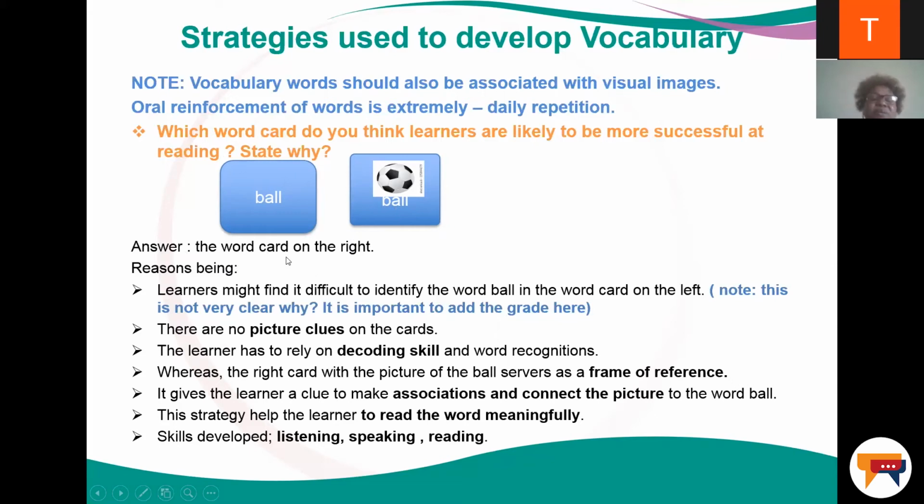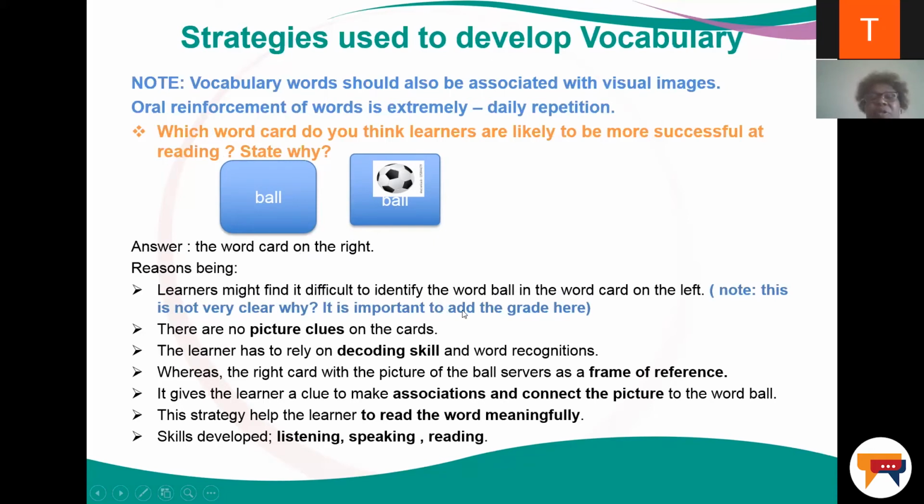Remember those strategies we had. Okay, answer: the word, the card on the right. They say the card on the right would be appropriate. Reason being, learners might find it difficult to identify the word ball on the left card. Note, it is not very clear why.